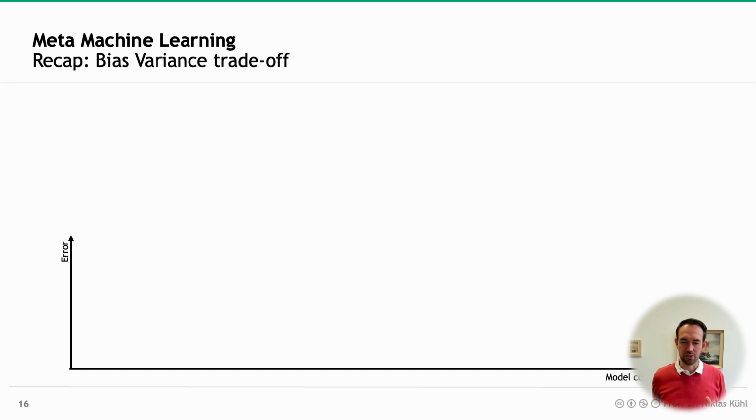Before we do that, however, I want to do a very short recap of bias and variance and the trade-off here. That's something we discussed in the evaluation lecture. If you recall, we wanted to identify whether models overfit or not. That's explicitly this discussion now again. But we want to look at it from a different perspective. We want to have the error on the y-axis here and the model complexity on the x-axis.